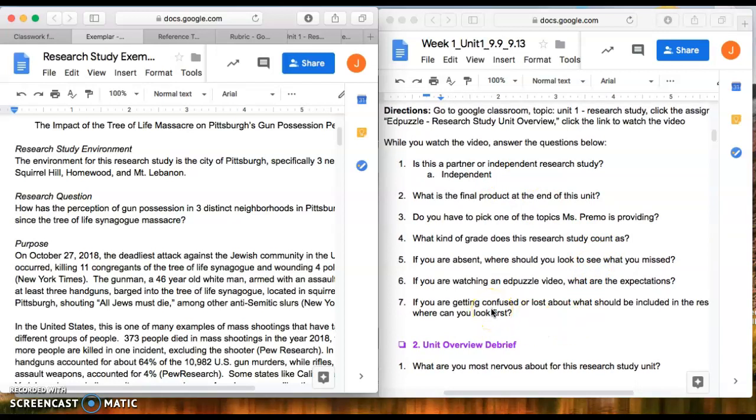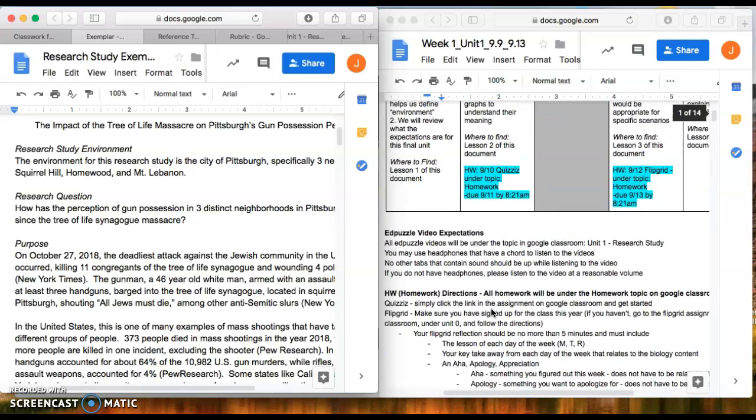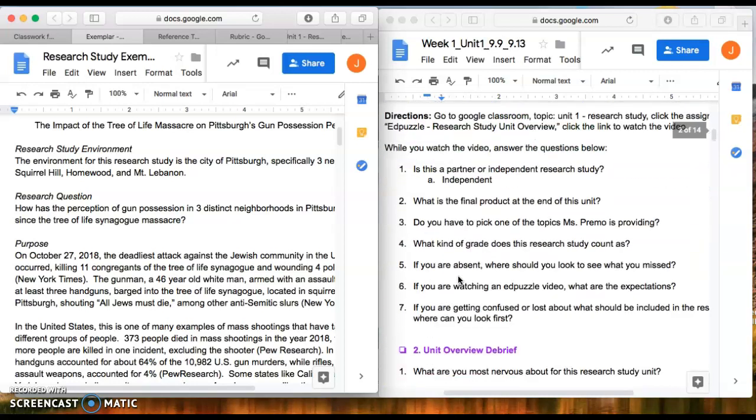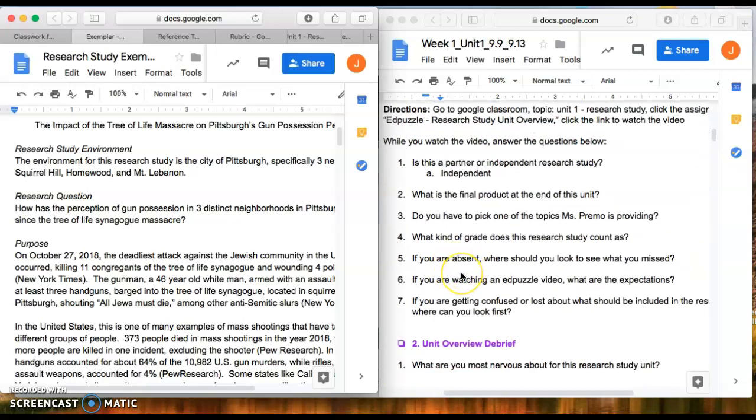If you are watching an Edpuzzle video, what are the expectations? Okay, Edpuzzle. In terms of learning new things in instruction, I use videos a lot because everyone does not learn the same way and everyone doesn't learn at the same pace. So with a video, you can pause, you can rewind, you can do it however you'd like. So I want you to read these expectations and then just paraphrase them, put them in your own words under number 6.